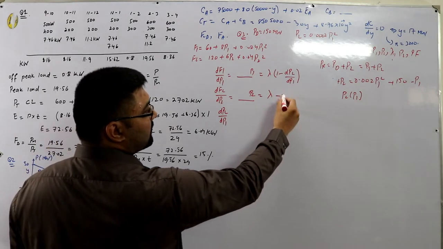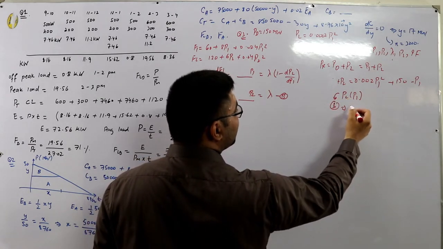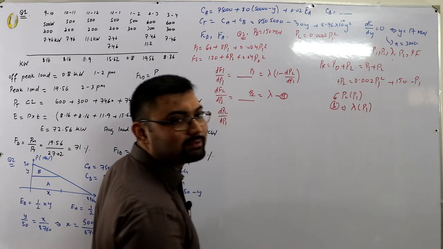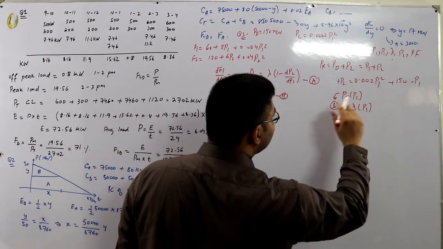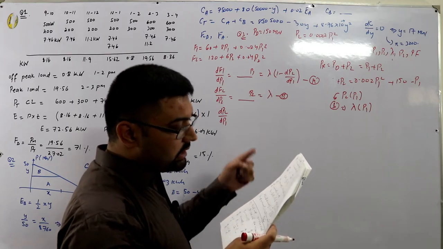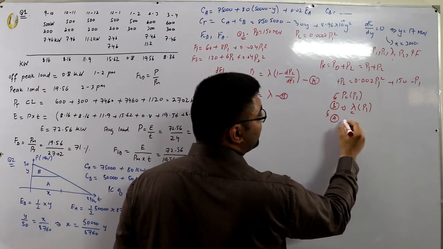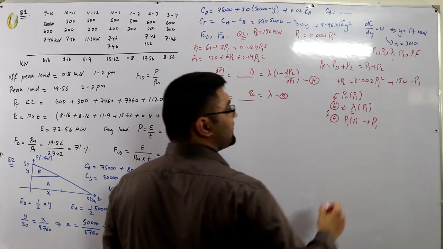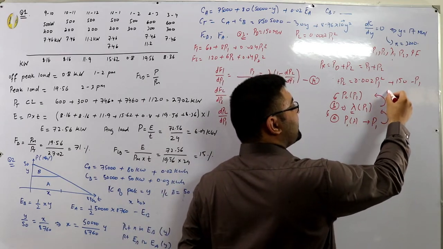Put this in B. So B would imply that you've got the value of lambda in terms of P1. Then you put the value of lambda in A. So you will get P1 in terms of lambda, or lambda in terms of P1, whatever is the case. P2 in B would give you a function of lambda in P1. Then you put this value of lambda in A, so you will get the value of P1 in terms of only one variable, and from here you can find out the value of P1. If you find out the value of P1, you put it back and you will find out the value of lambda. You found out the value of lambda, put it back, you will get the value of P2.